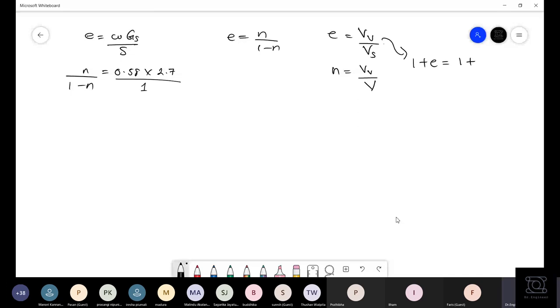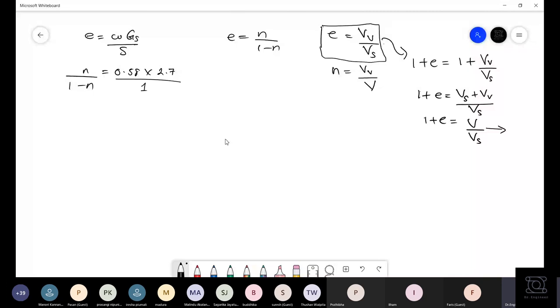So 1 plus e is equal to Vs plus Vv by Vs, right? So 1 plus e is equal to total volume V by Vs. After finding this, you can divide both, so I'll divide the first one by the second one. In that case, e over 1 plus e gives Vv by V, so that is n, right? Once you know this relationship, you convert this and find the n. By solving this equation, n will be 0.61, right? So that is the first one. The answer option is B.